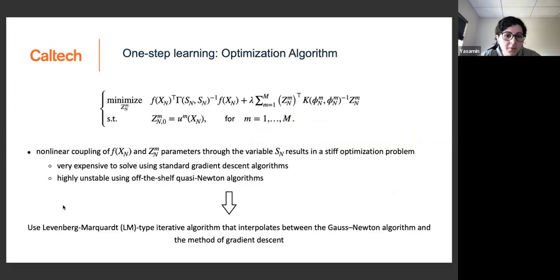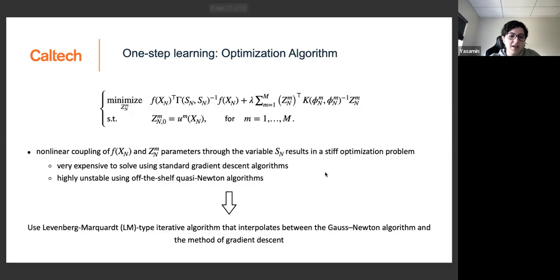When we got to this step, we first started working with standard gradient descent methods and Newton algorithms. But we realized that because of the nonlinear coupling of these terms here, they actually resulted in a stiff optimization problem, and that's why it was very expensive to just use gradient descent algorithms, or highly unstable to use just quasi-Newton algorithms. That's why we used a Levenberg-Marquardt type algorithm, which iterates between these two. And this gave us much better stability and accuracy.